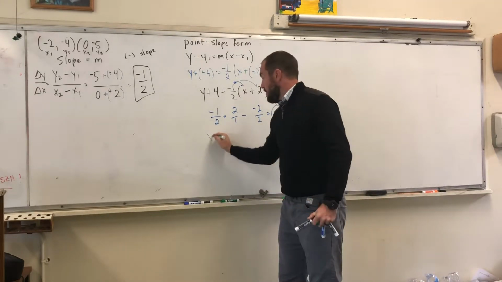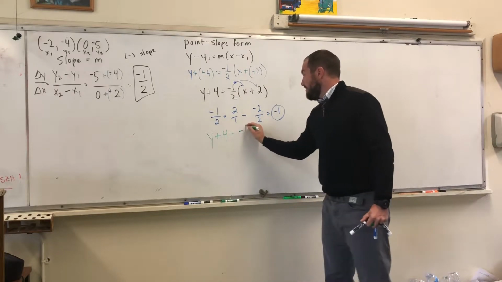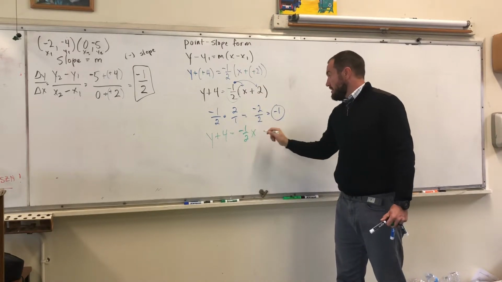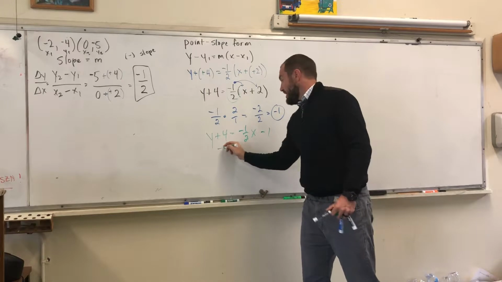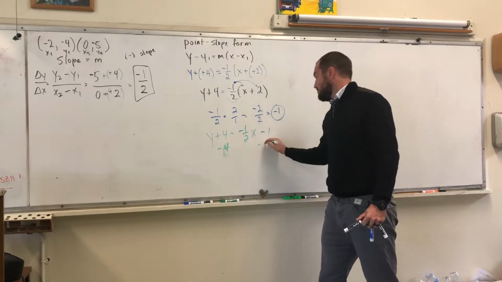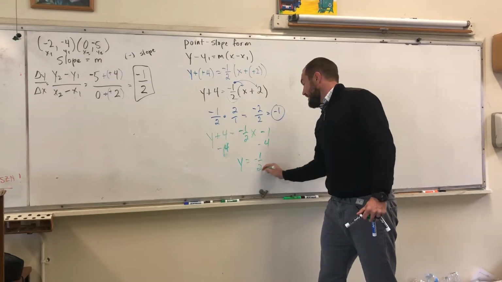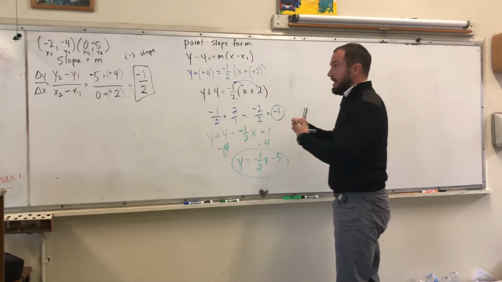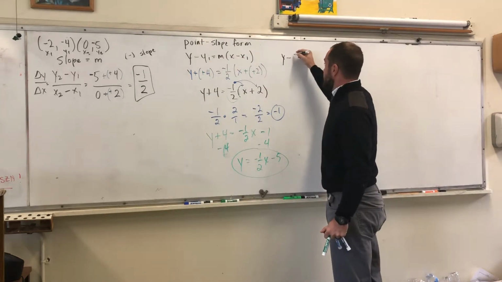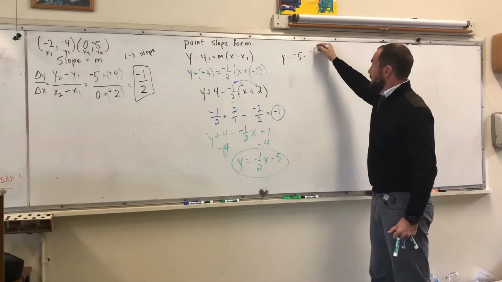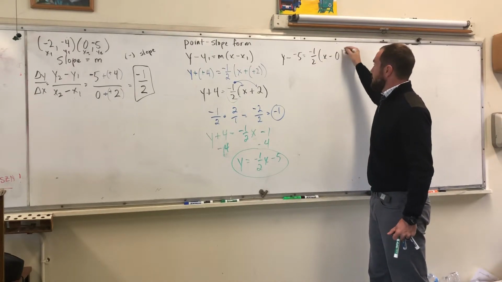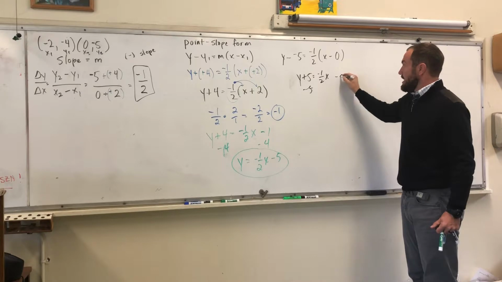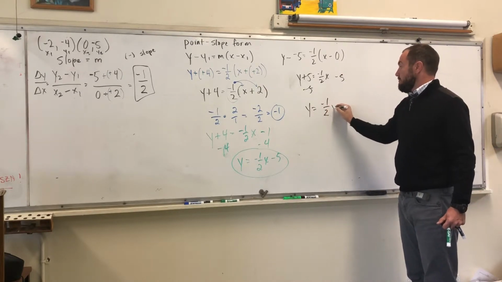All right, so let's take a look at that. y plus 4 is equal to negative 1/2 x. I distributed my negative 1/2 to my x, and a negative 1. Subtract 4, subtract 4, y is equal to negative 1/2 x minus 5. If I try my 0 and negative 5, I would get the same result. y minus a minus 5 is equal to negative 1/2 x minus 0. I get y plus 5 is equal to negative 1/2 x. Subtract 5, y is equal to negative 1/2 x minus 5.